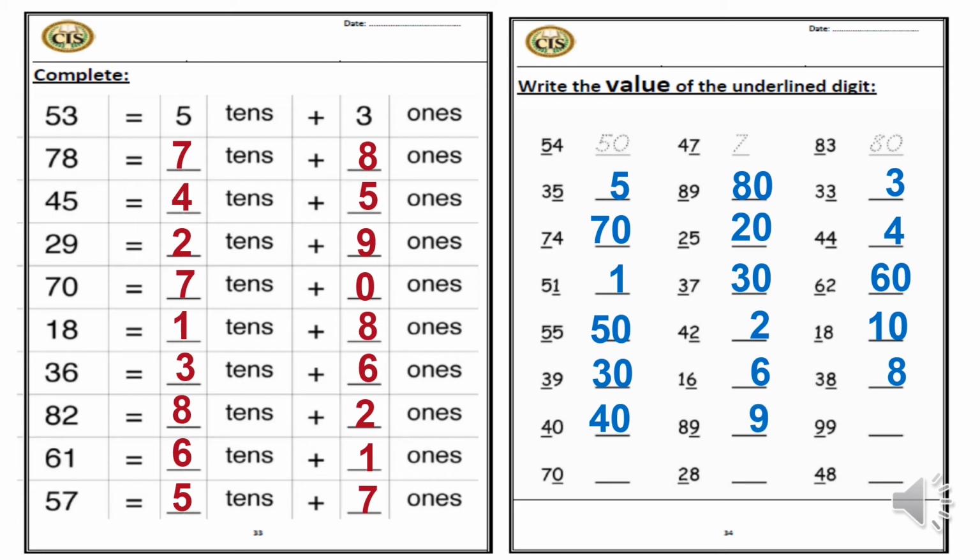Next we have here 99, 9 here in tens place, so its value equals 90. We have here 70, 0 here in ones place, so its value equals 0. We have here 28, 2 here in tens place, so its value equals 20. We have here 48, so 4 here in tens place, so its value equals 40.